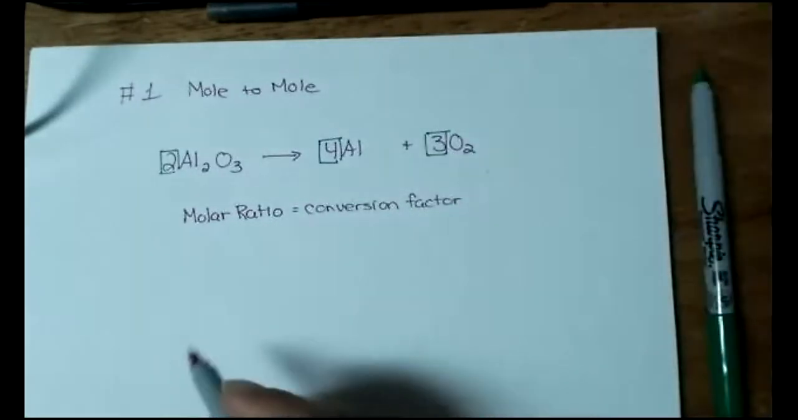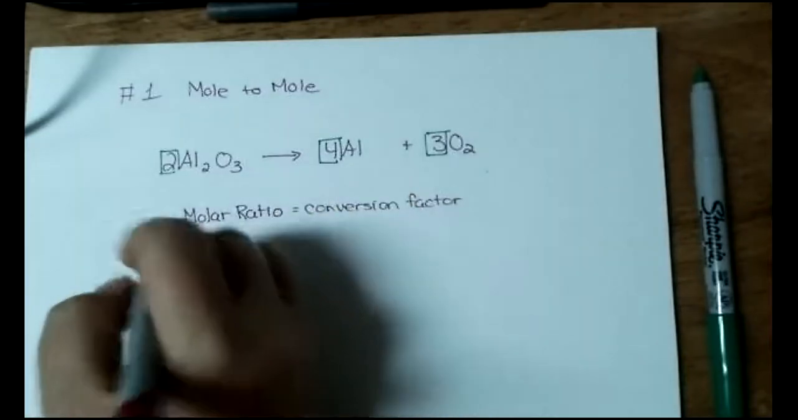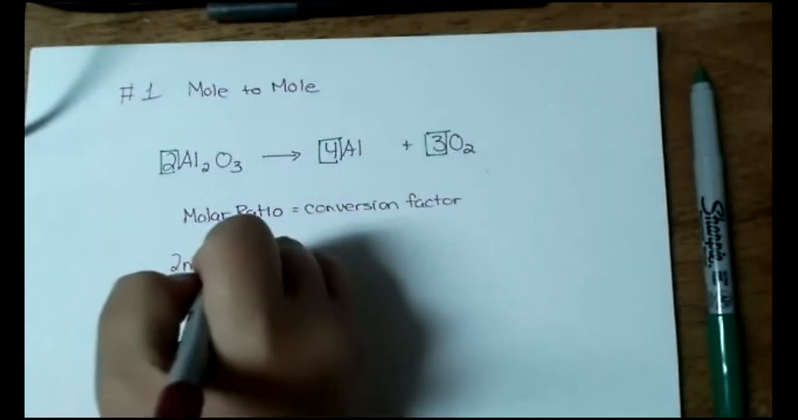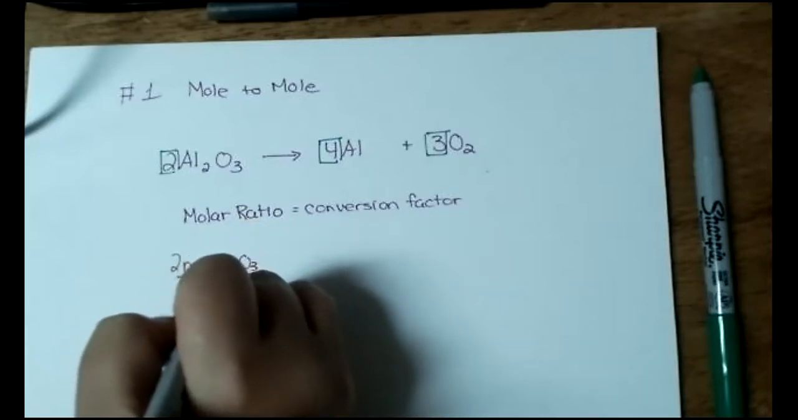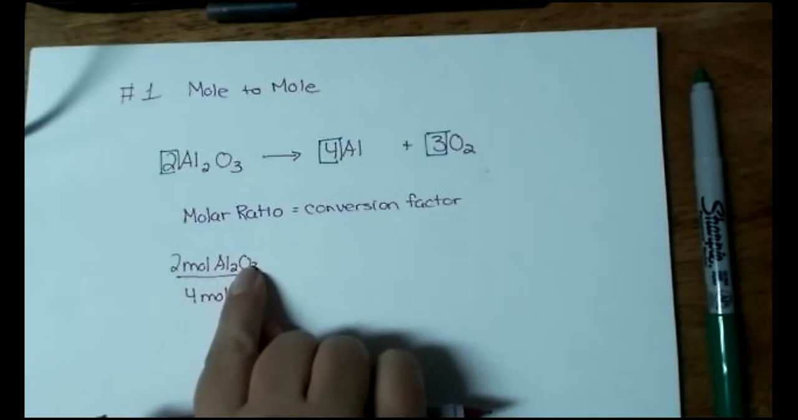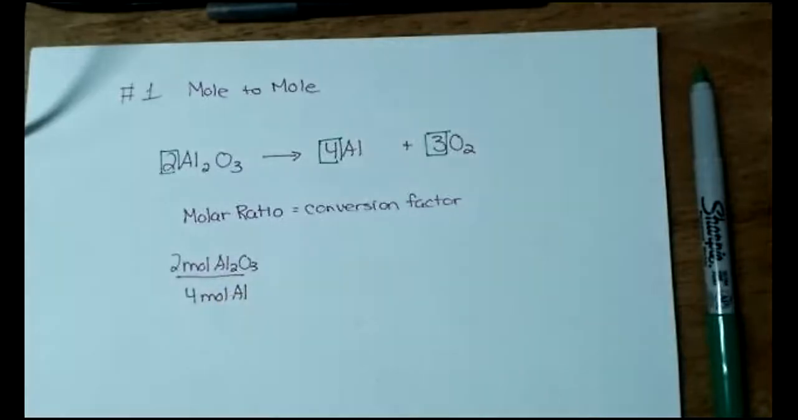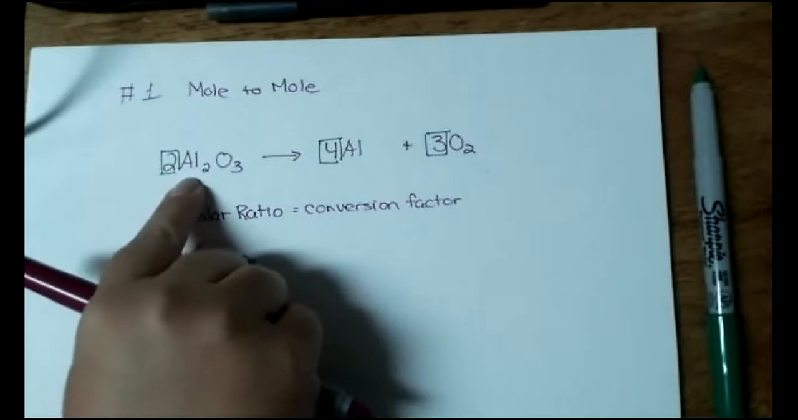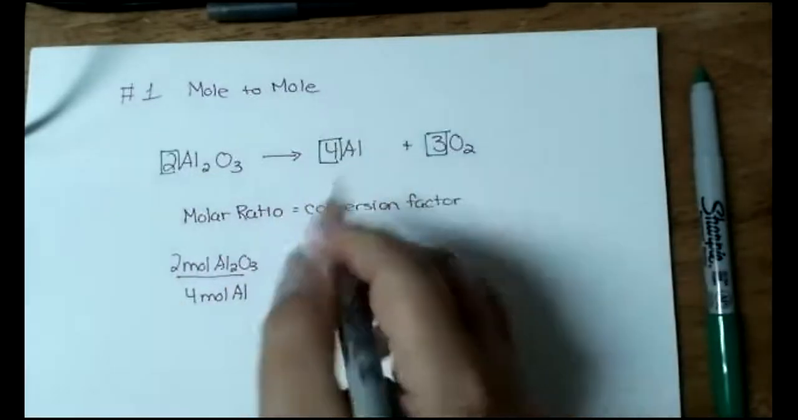So if I wanted to know what is the mole ratio of aluminum oxide to aluminum, there are 2 moles of aluminum oxide to 4 moles of aluminum. And this is a conversion factor. And I can use it just like any other conversion factor. I can use it this way, or I can flip it and have 4 moles of aluminum over 2 moles of aluminum oxide.